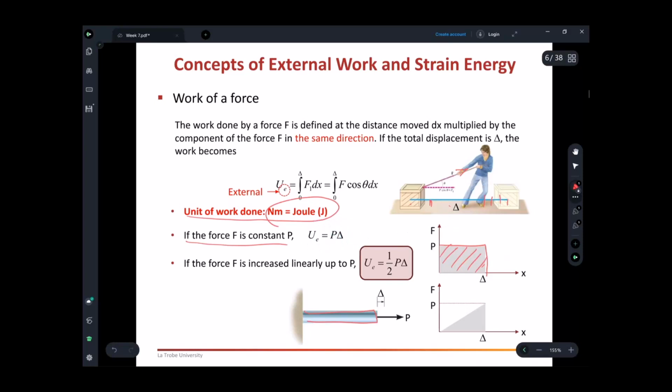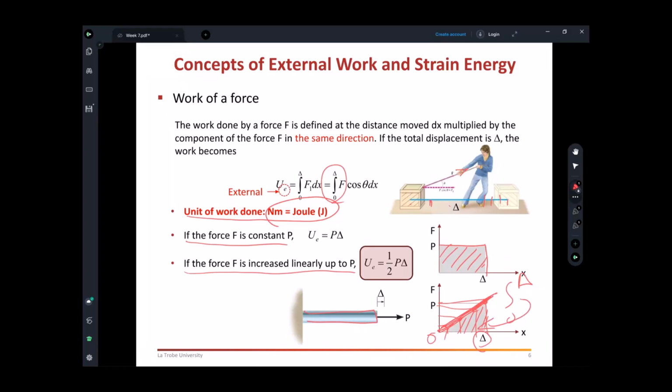Now in another case, let's say you want a force which increases linearly. I use the same pen and there is zero force; I'm not pulling it right now. Then I start pulling it slowly, and it will displace a bit. I pull some more, it displaces, and finally I pull it up to load P. Then you will have this line, and the area under that line gives you the external work done. That is basically the integration from 0 to delta, which gives you this area under the curve.